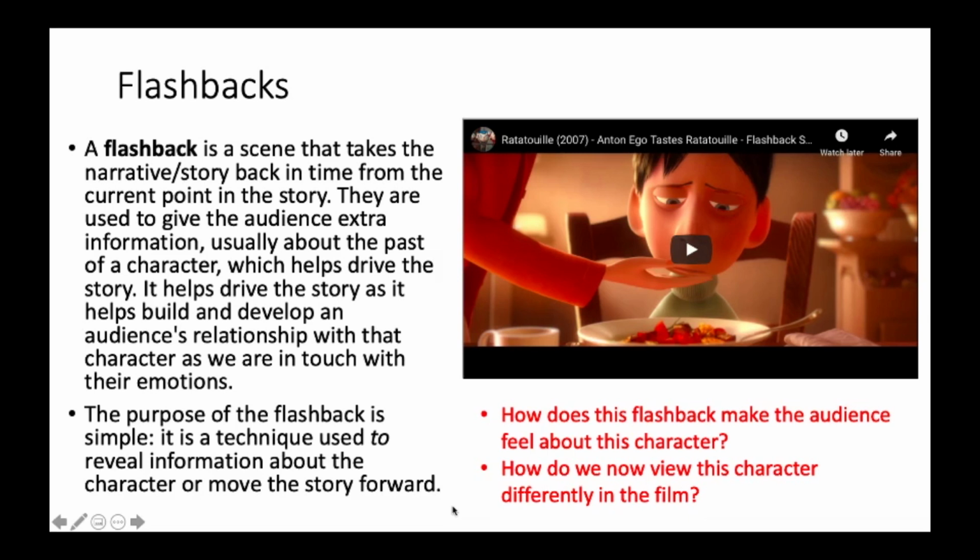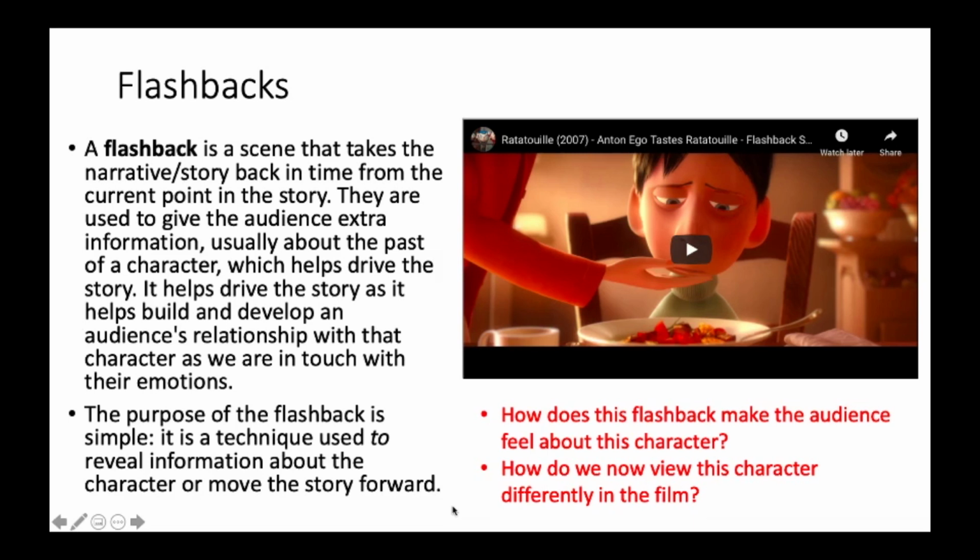Now the reason why films include flashbacks is to essentially provide the audience with some extra information, okay? This is usually about the past of a character, which helps drive the story on, okay? So I imagine now you're thinking of some of your actual film choices and films that you've seen where you can remember a flashback within them, and it really helps the audience almost build a relationship with that character because we start to understand things from their perspective, from their point of view.